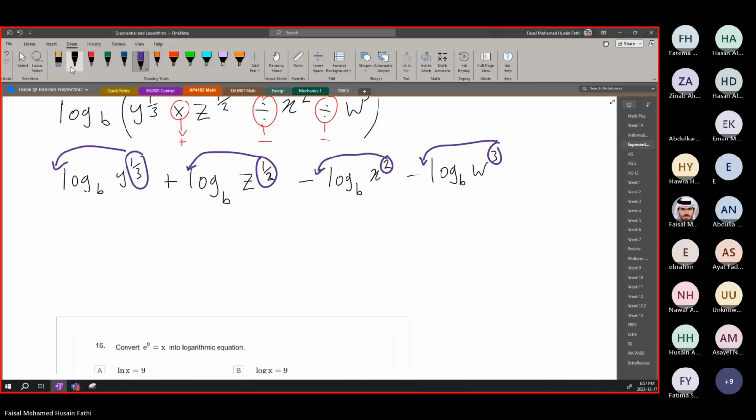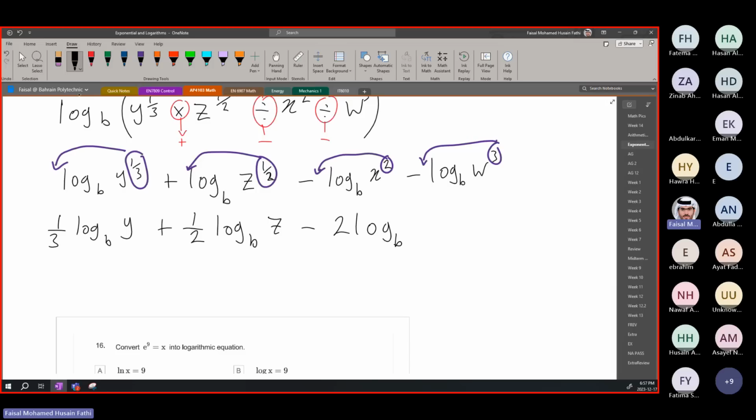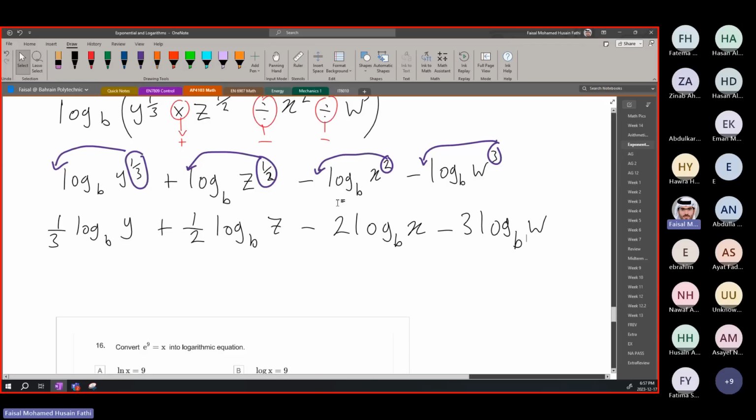Okay. And our final answer will be 1 over 3 log base b of y plus 1 over 2 log base b of z minus 2 log base b of x minus 3 log base b of w. And that's your final answer. So 1 over 3, a half, minus 2, minus 3.